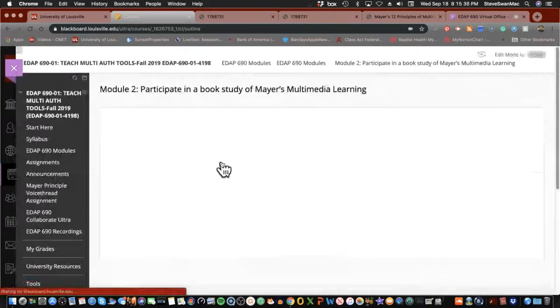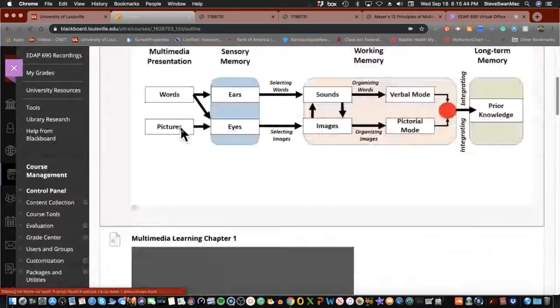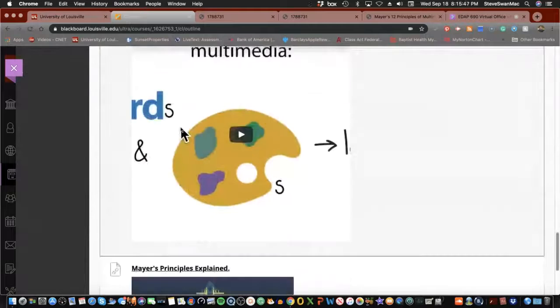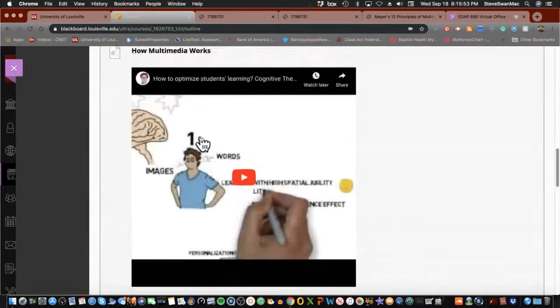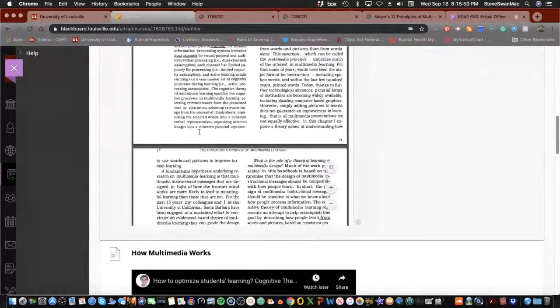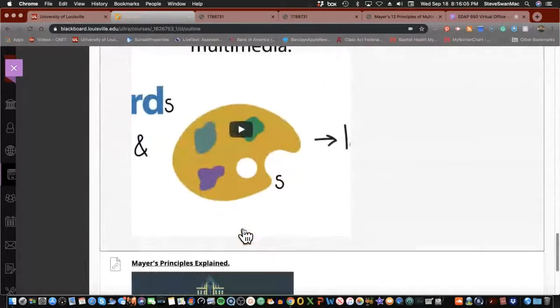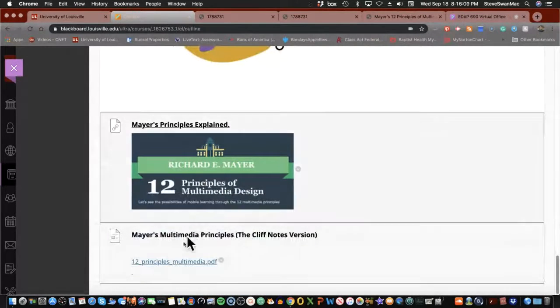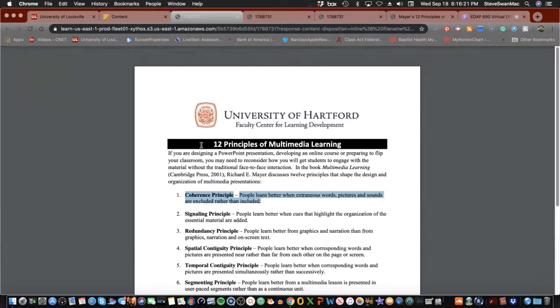First of all, I'm going to make that word cloud that Steve told me I had to make. He said go to the Cliff Notes version. What is the Cliff Notes version? Well, now I feel bad because it looks like I don't have it here. Yeah, here it is. It was what we were just looking at. Okay, I'm going to do coherence principle. I'm going to highlight just these words, and I'm going to copy them.